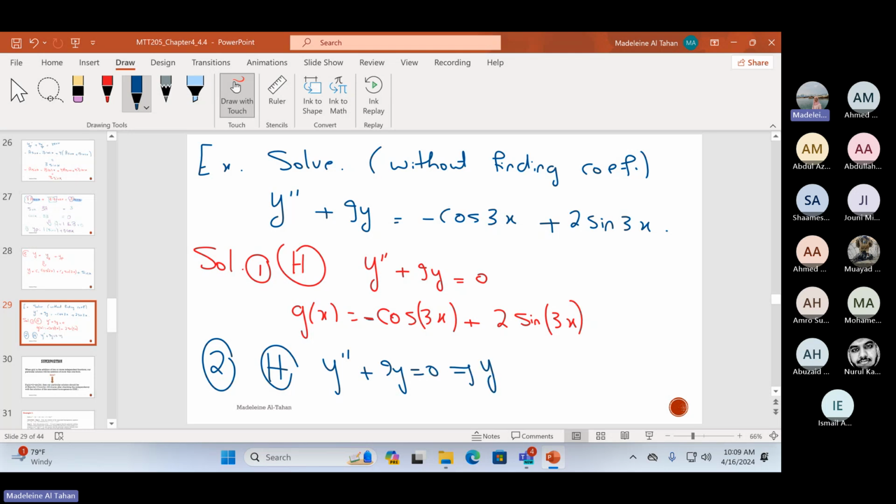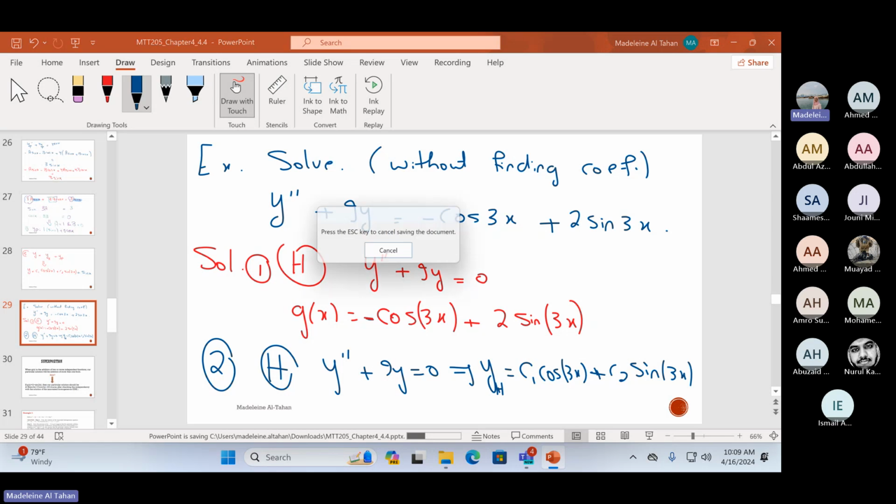Can we put the answer immediately, miss? Who will give us the answer? What's the answer for this one? I think it's C1 cosine 3x and then plus C2 sine 3x. Any questions so far, miss? The first two steps, are we okay with that? Okay.